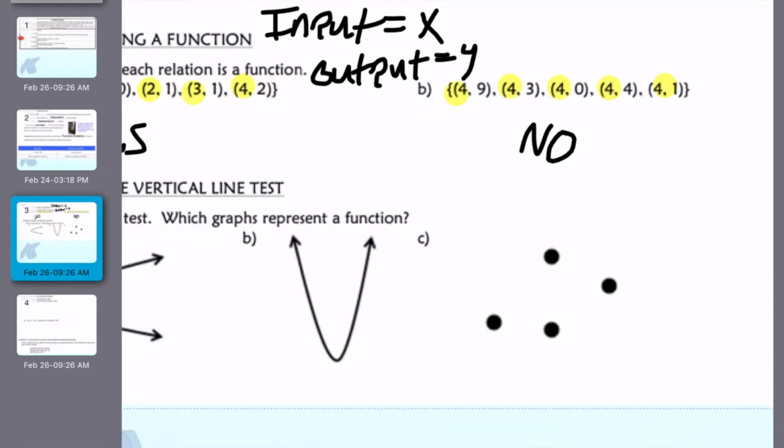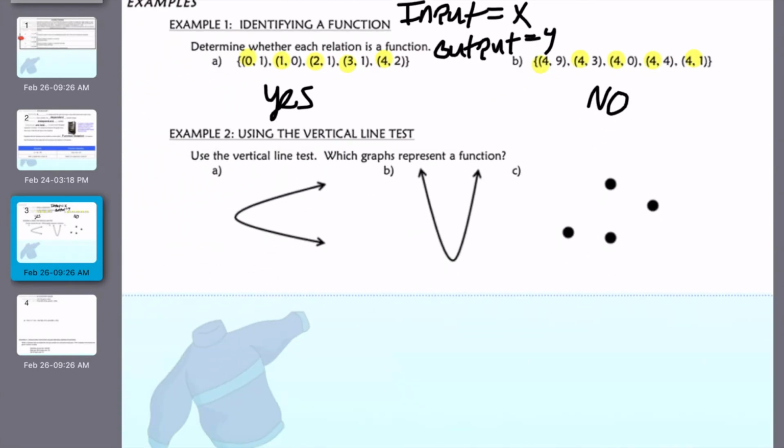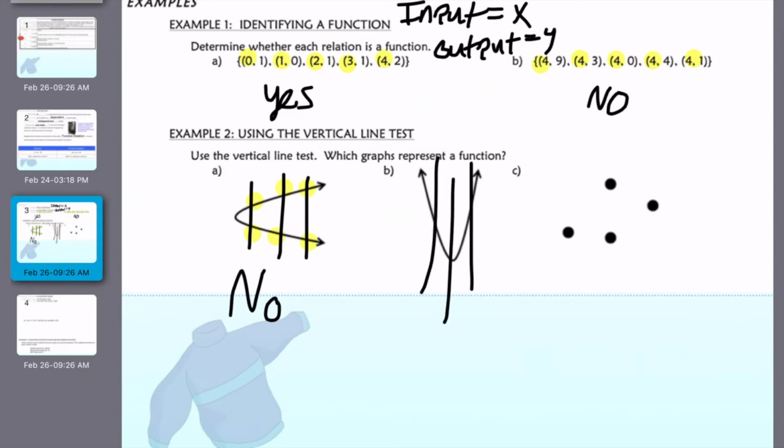Let's go down to example 2. Use the vertical line test. Which graph represents a function? So all I have to do is I need to draw vertical lines through this, and I can draw a vertical line here, here, or here, and I can see that it's still going to intersect in more than one spot. So that is not a function. Whereas if I draw a vertical line anywhere on that graph, I can see I only intersect in one spot. So yes, B is a function.